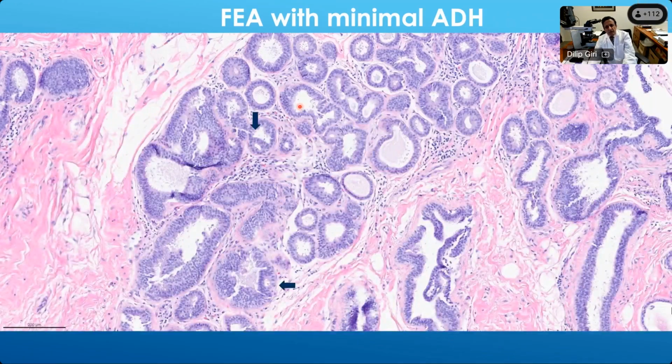But if there is some ADH, even minimal ADH, then I think at this time surgery is recommended.